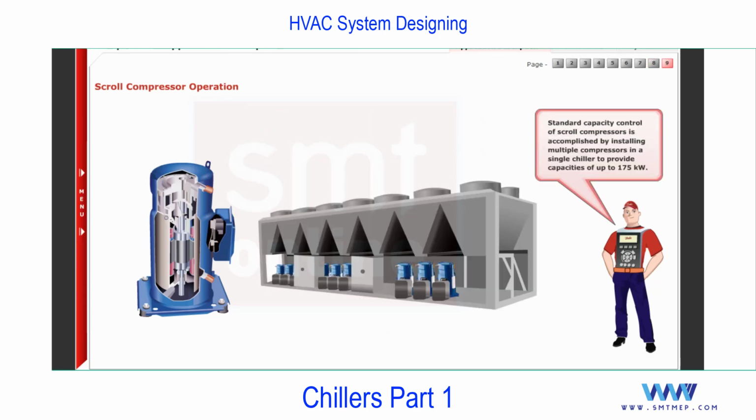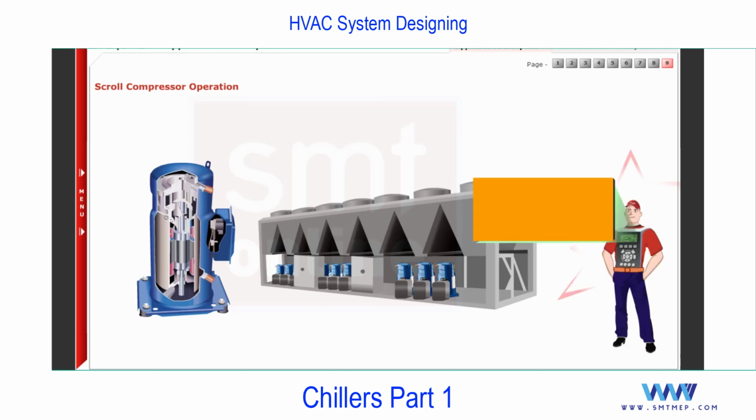Standard capacity control of scroll compressors is accomplished by installing multiple compressors in a single chiller to provide capacities of up to 175 kilowatts. Compressor volume control can also be accomplished by reducing the speed of the motor. The Danfoss VLT HVAC drive has been designed to provide speed control of scroll compressors. Here, VLT is a name from Danfoss. It refers to these VFD drives.